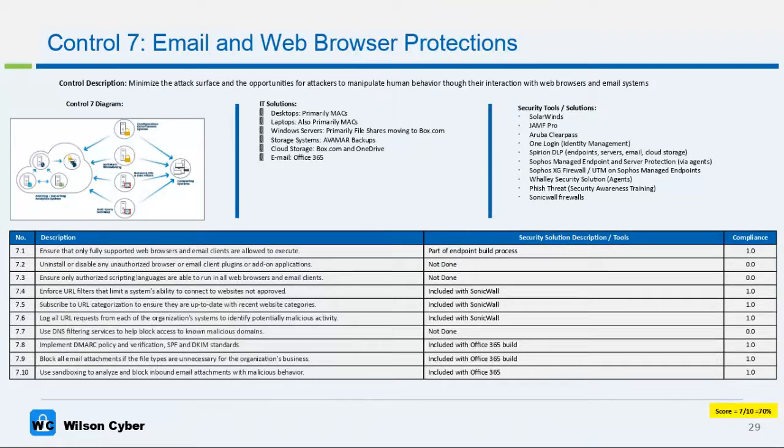The next is email and web browser protections. They're at 70% right now. The control is to minimize the attack surface and the opportunities for attackers to manipulate human behavior through their interaction with web browsers and email systems. Here we have 10 subcontrols.